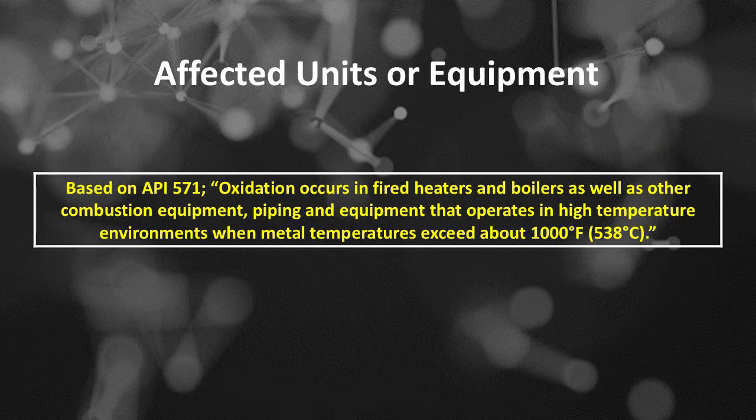Oxidation damage mechanisms: affected units or equipment. Based on API 571, oxidation occurs in fired heaters and boilers as well as other combustion equipment, piping, and equipment that operates in high-temperature environments when metal temperatures exceed about 1000 degrees Fahrenheit or 538 degrees Celsius.